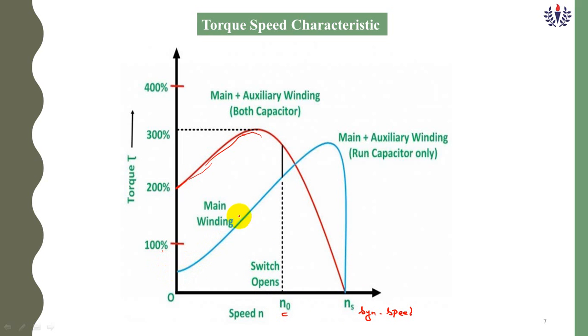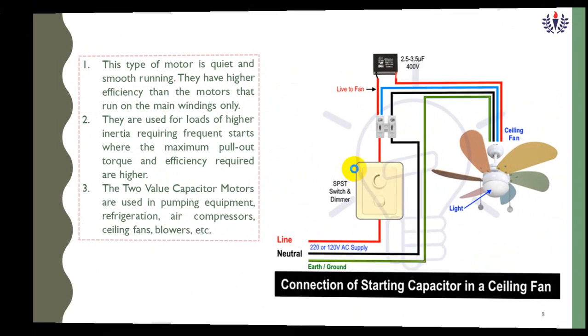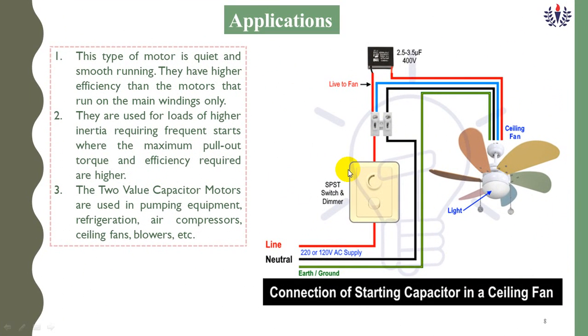During that time again the torque value is somewhat less, and it will be increasing slightly. Then it will reach synchronous speed. During that time we are operating with only one capacitor. This is the torque speed characteristics. The main application of this type of motor is quick and smooth running. They have higher efficiency, and they are used for loads of higher inertia, frequent starts, when pull-out torque and efficiency required are higher. These motors are used in pumping equipment, refrigeration, air conditioners, ceiling fans, blowers, etc.